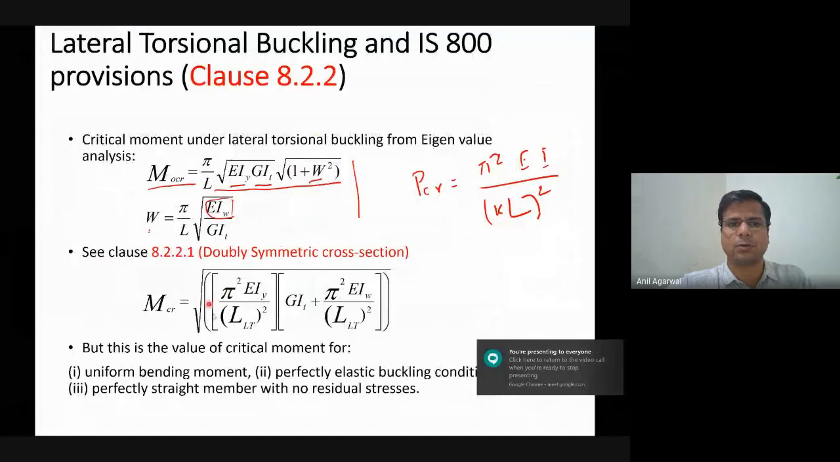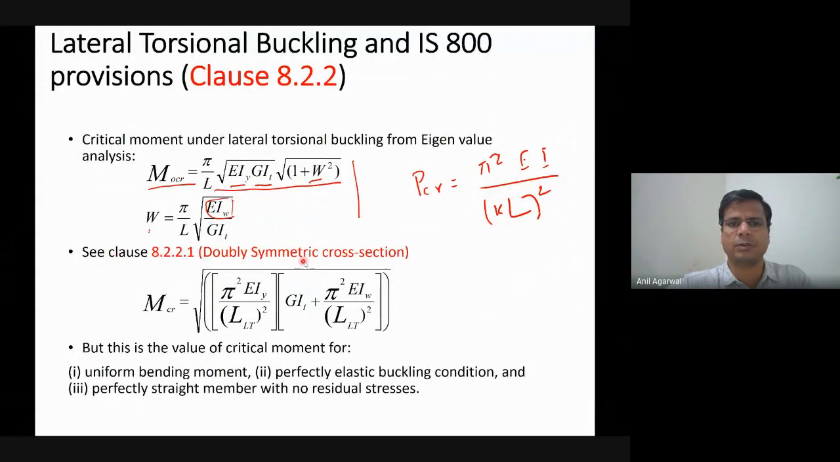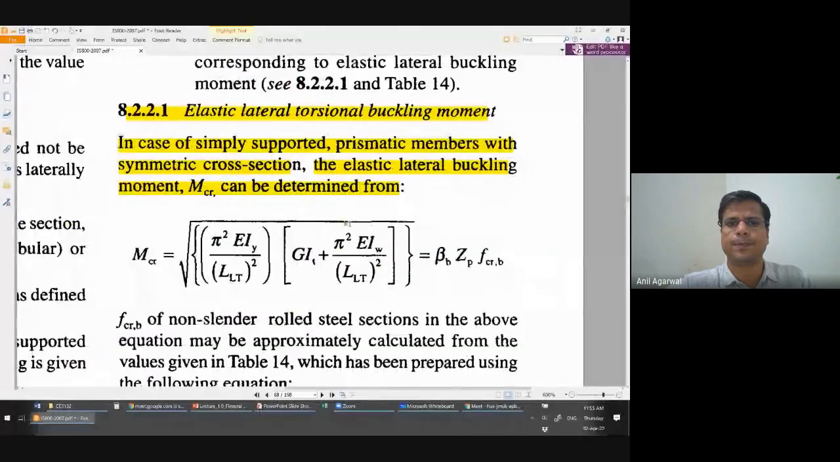All right. So I think I have written it incorrectly here. This is not for doubly symmetric cross section. I think it is applicable to all cross sections, even not doubly symmetric. I'll have to recheck this once. Because here it says in case of simply supported prismatic members with symmetric cross section. I don't know whether it means symmetric or doubly symmetric. I'll recheck and get back on this one. Elastic lateral buckling moment or lateral torsional buckling moment can be determined by this expression.